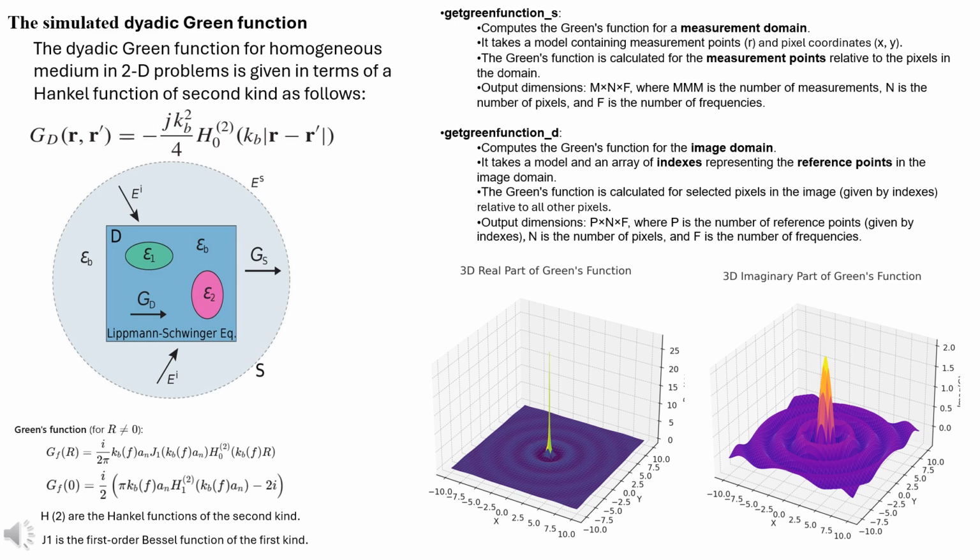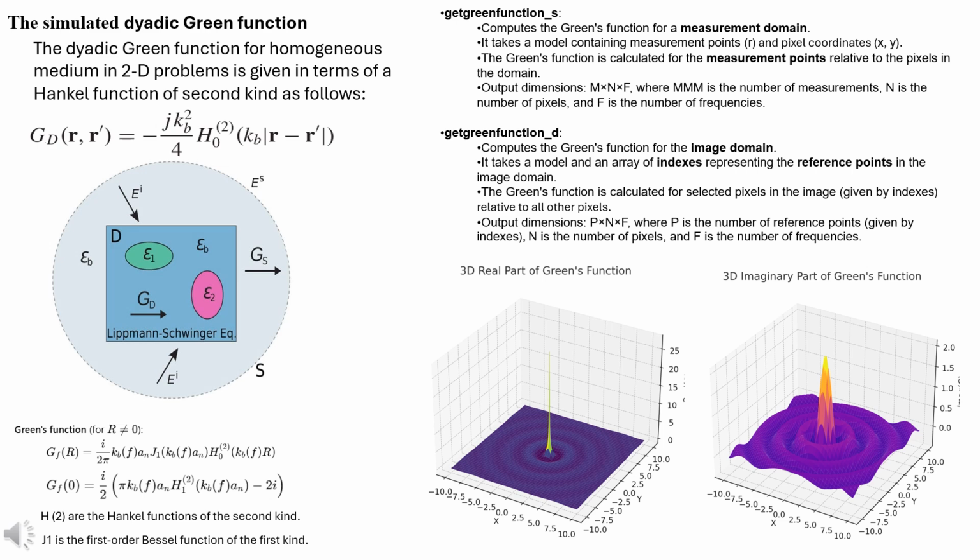The Green formula is essential for determining how electromagnetic waves propagate from a source point to an observation point in 2D space. Moving on to the diagram in the center, we see a visual representation of a scattering problem. Region E1 and Region E2, shown in green and pink respectively, represent 2 different materials or domains, each characterized by their dielectric constants epsilon1 and epsilon2. Surrounding them is a background medium with dielectric constant epsilon b.